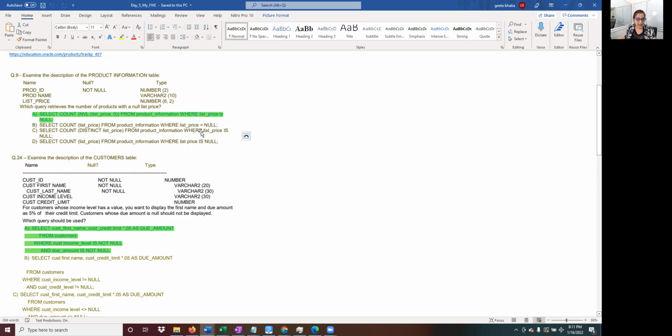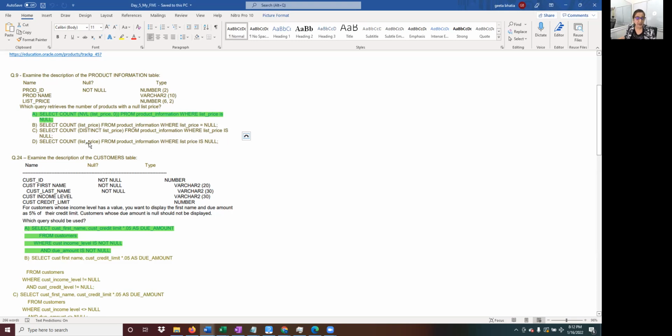Then the next one is using IS NULL. You see that? But it is saying DISTINCT list price. If it is null, it is going to be null only, because anything with null is null. So DISTINCT list price, all the nulls will be distinct null only. So this DISTINCT here is not making sense. And the third option, where list price is null, looks very nice.